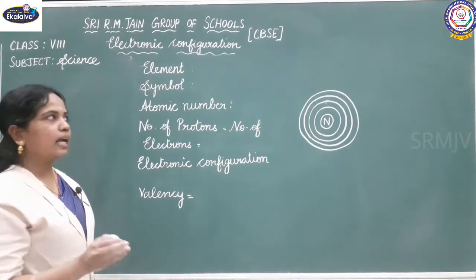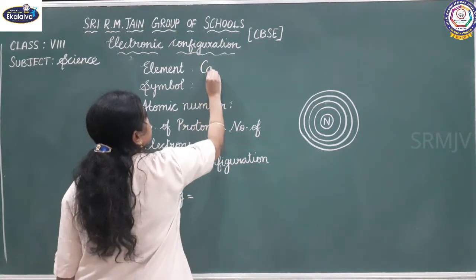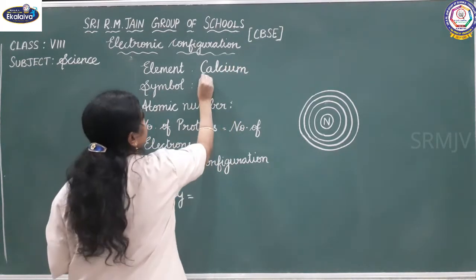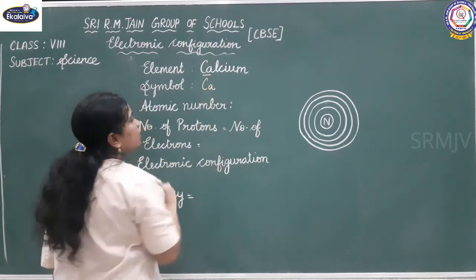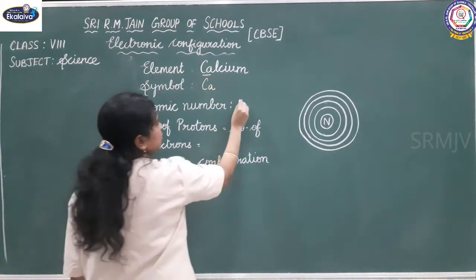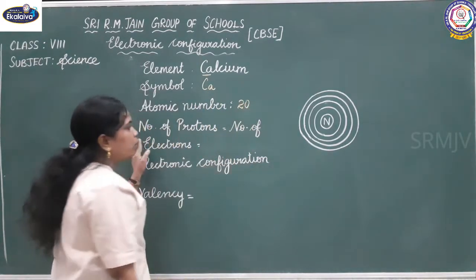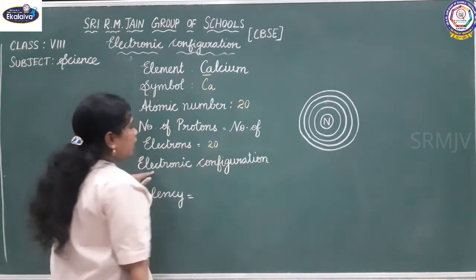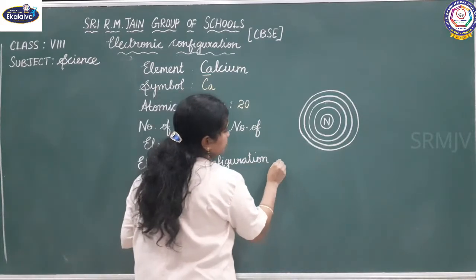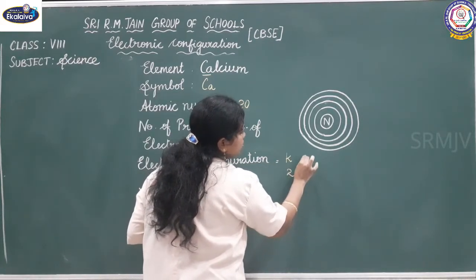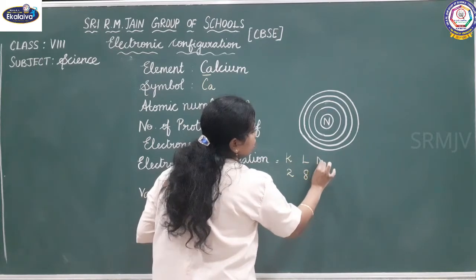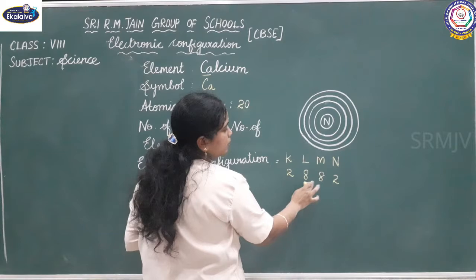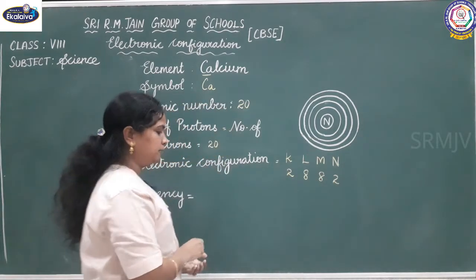Next element is calcium. Symbol is Ca. Atomic number is 20. Number of protons, which is equal to number of electrons, that is also 20. Electronic configuration is K shell 2 electrons, L shell 8 electrons, M 8 and N shell 2. So 2 plus 8 plus 8 plus 2 is 20.